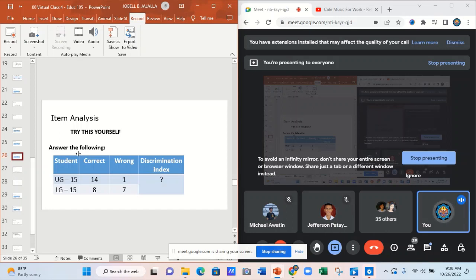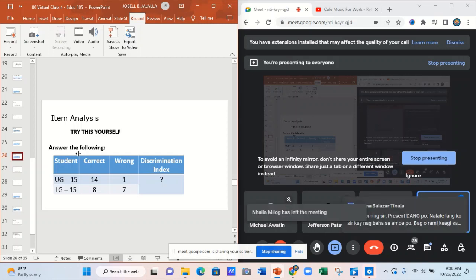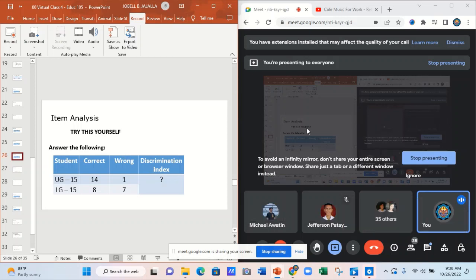So, class, always remember to solve the discrimination index, you remember the formula, that is the difference between the difficulty index of the upper group minus the difficulty index of the lower group. So your answer is 0.4. So anyone else who answered the same item on your own? Tama ba si Mr. Awatin?